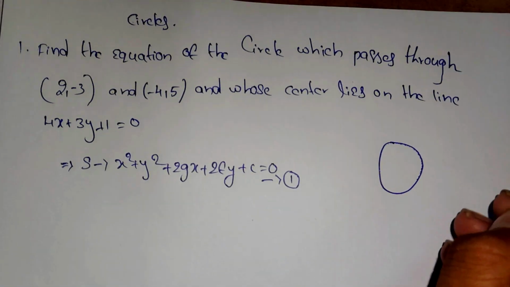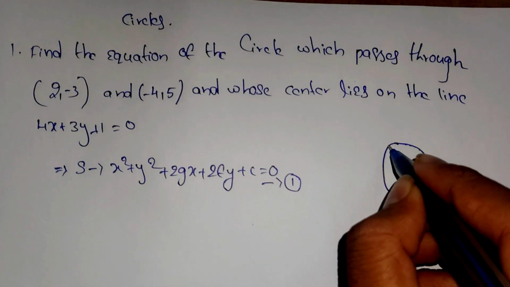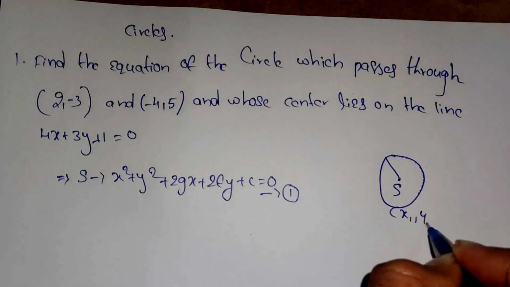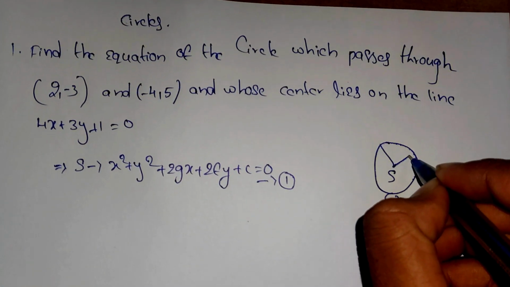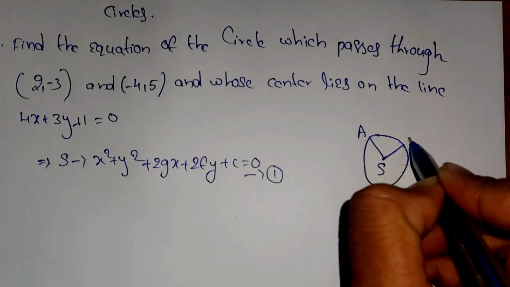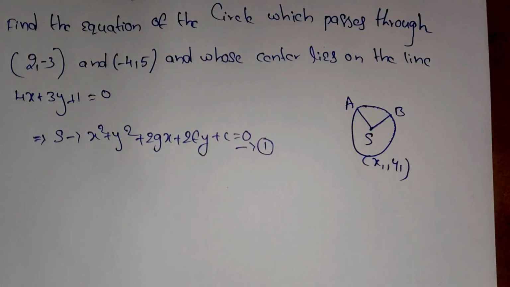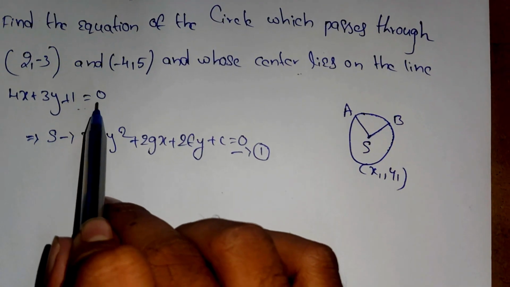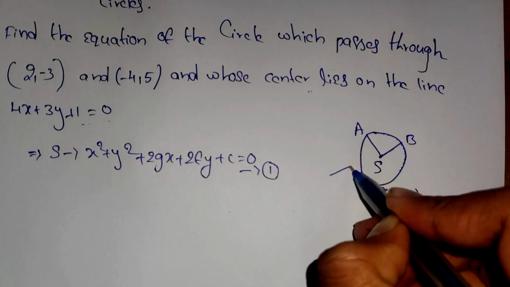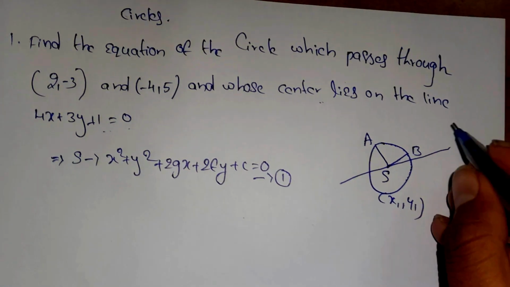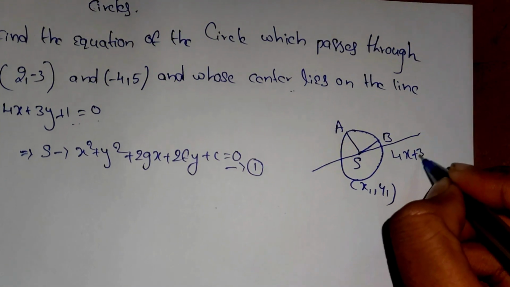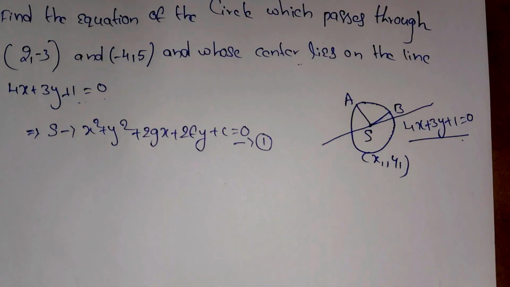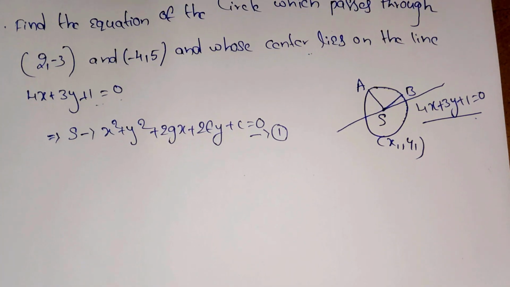Now this is the circle and this is the center. Let it be (x1, y1), and this is the point A and this is the point B. It also says that the center lies on the line 4x + 3y + 1 = 0, and this is the line equation. This problem can be solved in two methods.